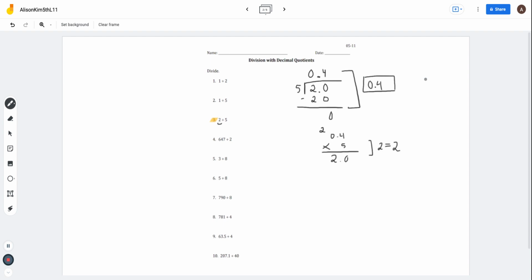It's actually really easy dividing and having decimal quotients. You just need to make sure that you bring up the decimal point, and this only occurs when the dividend, the number inside the division sign, is smaller than the divisor.